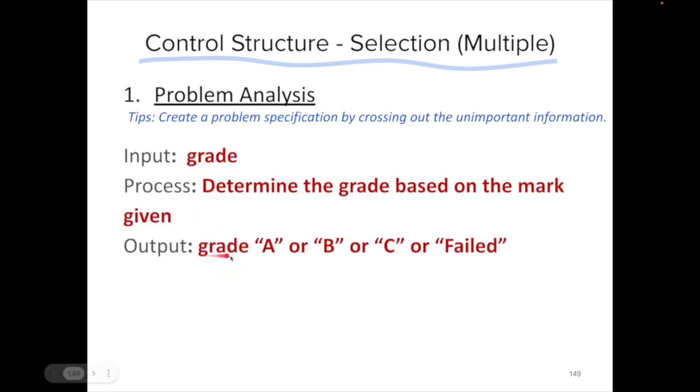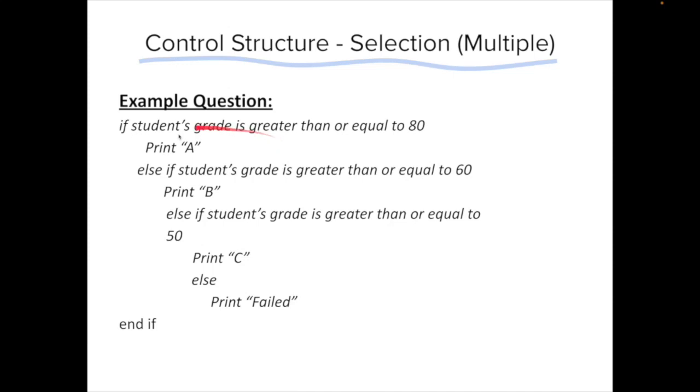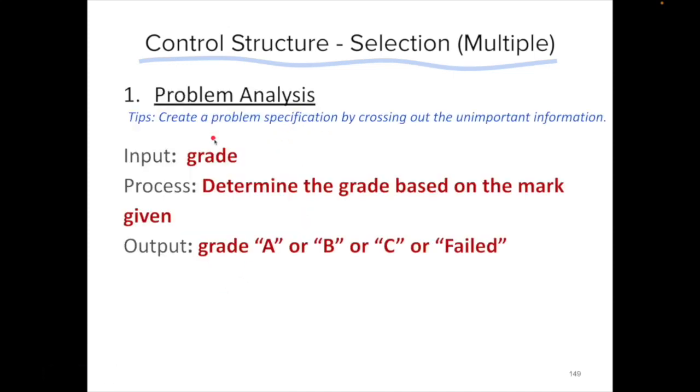So we know that kalau nak tulis message pun boleh, grade pun boleh. So grade A or B or C or fail. You nak buat grade A or grade B or grade C or grade fail pun boleh, tak ada masalah. Message A or message B, message C pun boleh. Okay, tu output dia. Input dia apa? Kita tahu, kita boleh decide print A, print B, print C ni menggunakan students punya grade. So input kita adalah grade. And then the process will be determine the grade based on the mark given.